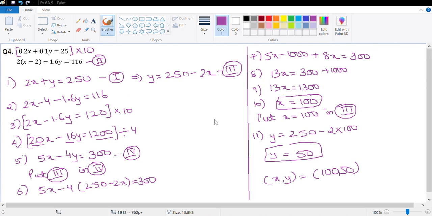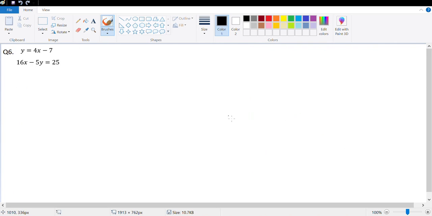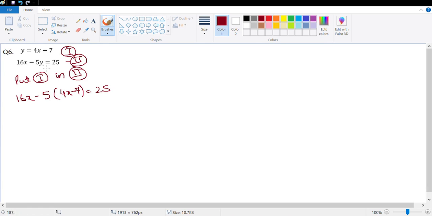The next question that we do is question number 6. So question number 6, already y is given in the form of 4x minus 7. So let's try and substitute. Let's call this equation 1 and let's call this equation 2. So put 1 in 2, which means put the value of y instead of y in equation 2. So we get 16x minus 5 times 4x minus 7 is equal to 25. Right? 16x minus 5 times 4x minus 7 is equal to 25.